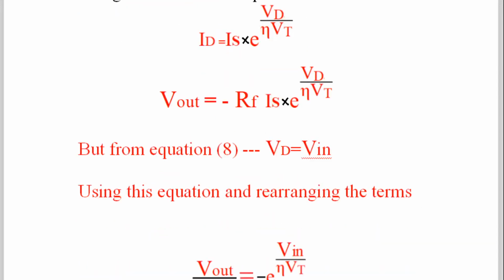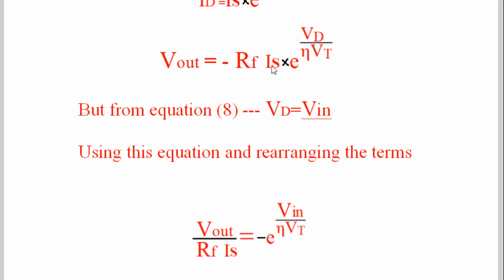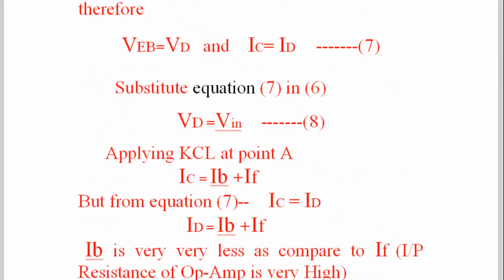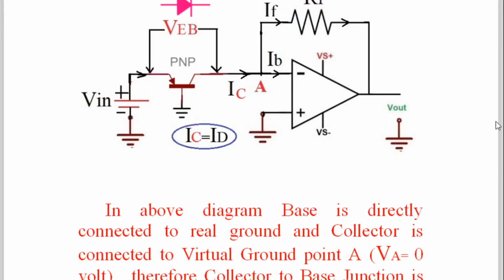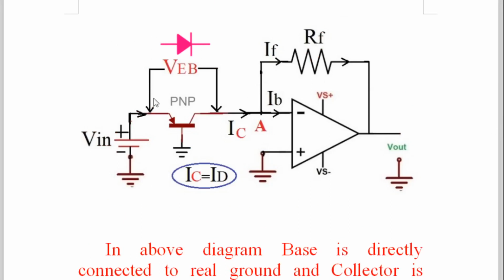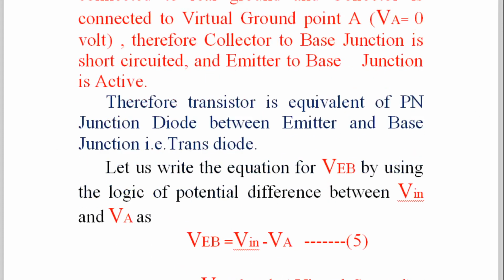Now solve this equation. In this equation, VD, what is the voltage across the diode? In the beginning we derived that the voltage across the diode is nothing but V in. From where did you get that? How do you measure the voltage across the diode? One terminal here, another terminal here. So VD is equal to V in minus VA, but VA is equal to 0.